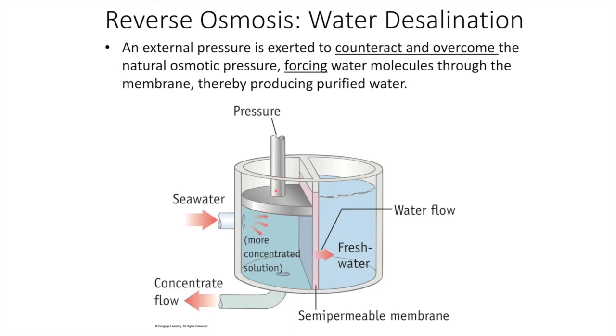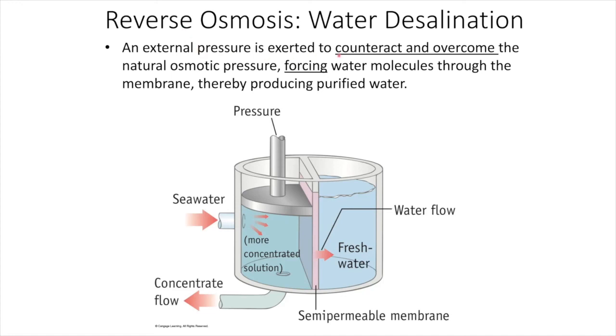But if we apply with this piston just a little bit more pressure than the osmotic pressure, then we can actually use this process to purify that seawater. Because what's going to happen is it's going to push pure water through this semi-permeable membrane if we apply a pressure that's just anything more than the osmotic pressure. Because the solute, all the salts, stay on this side, but the pure water flows through this membrane to the other side. So that's what we mean by reverse osmosis.